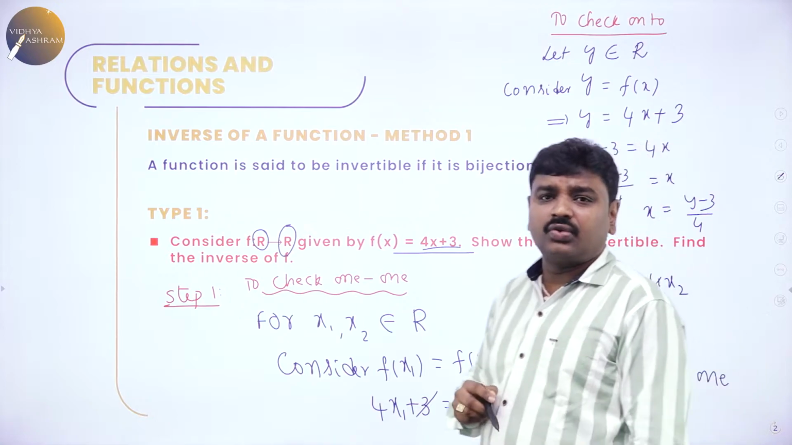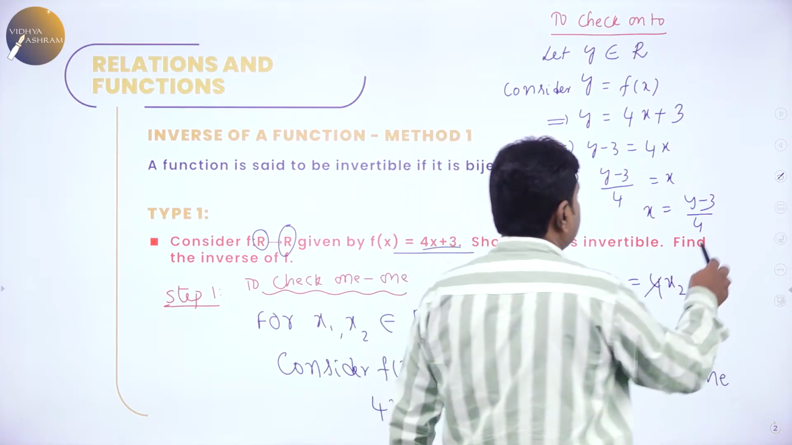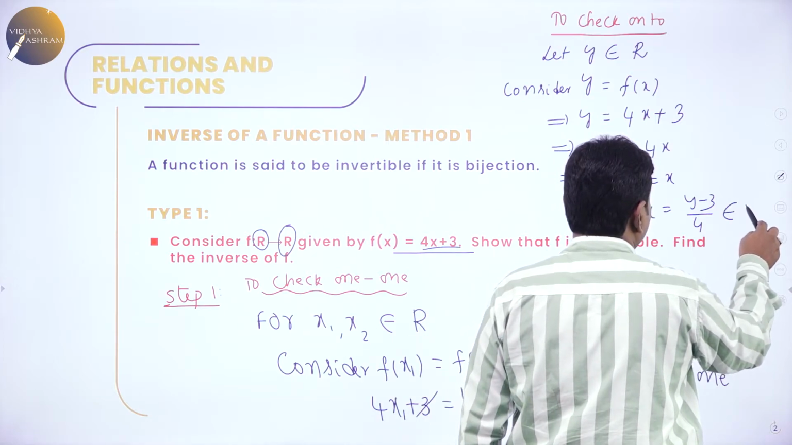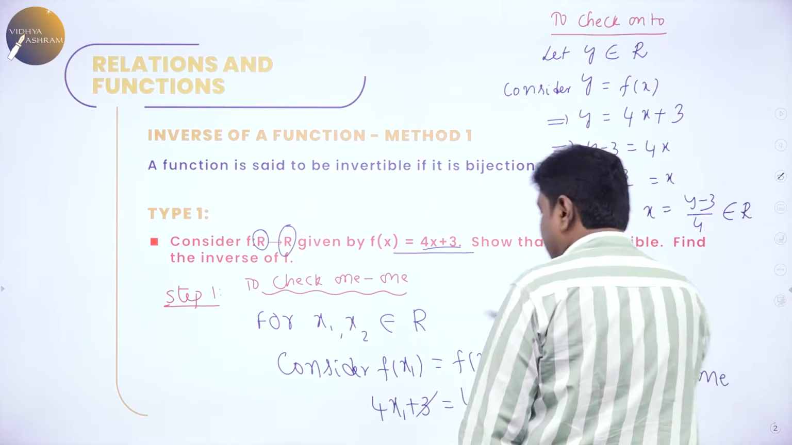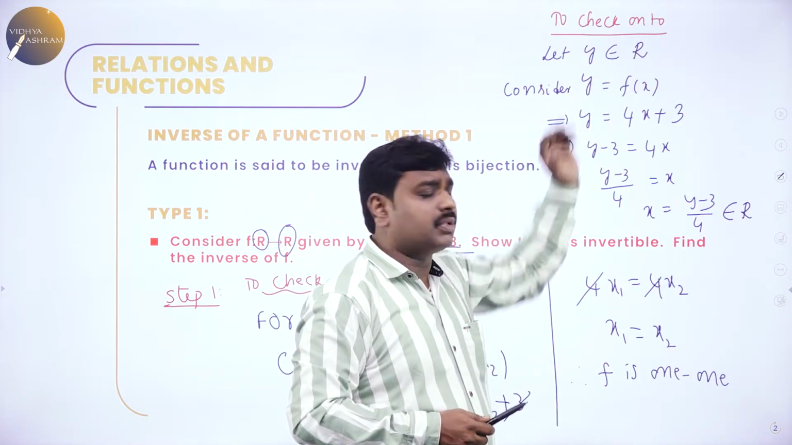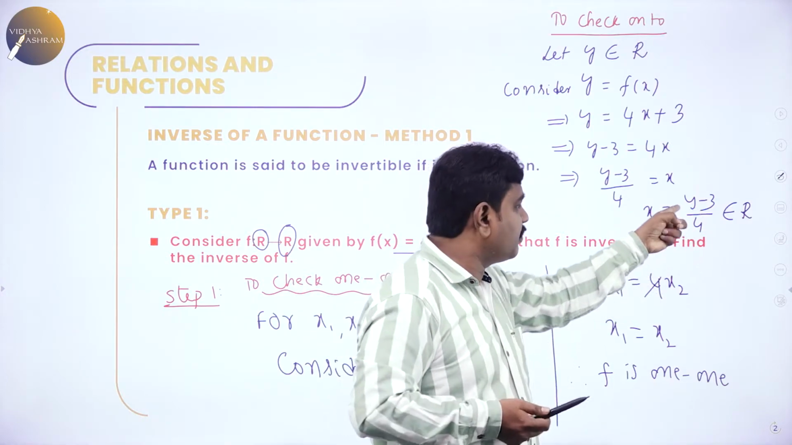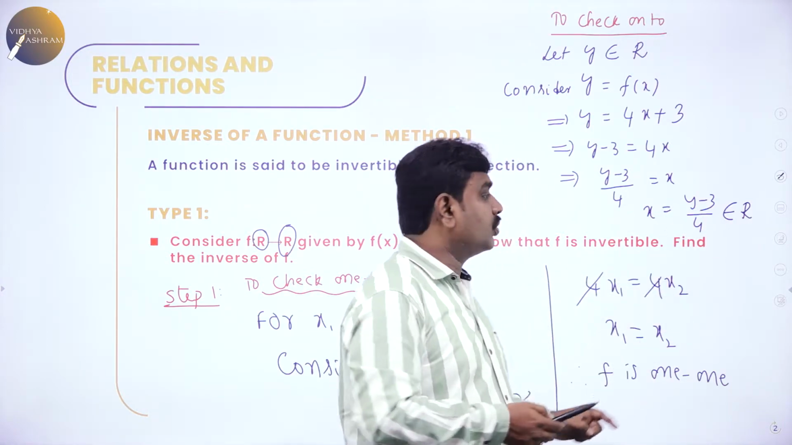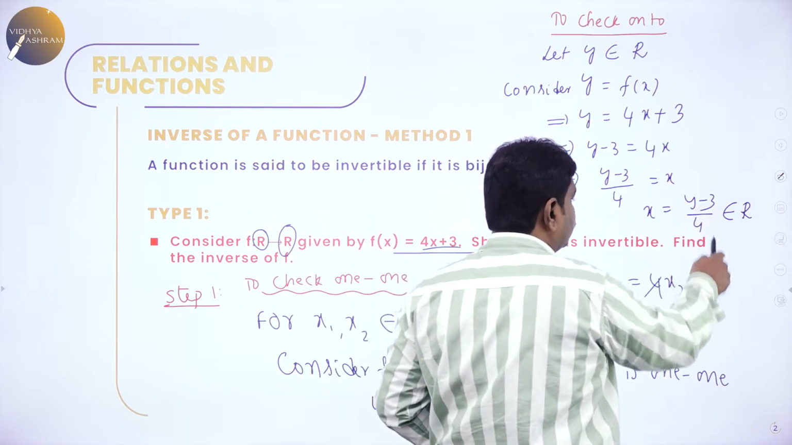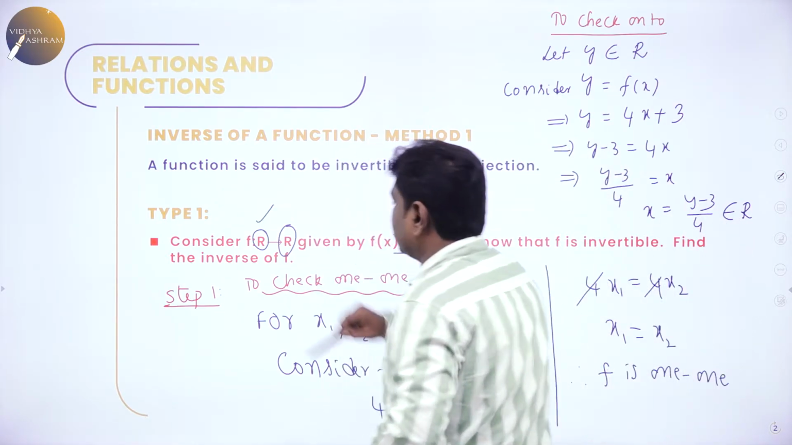Now we got the x value, y minus 3 by 4. And I can say this belongs to the domain, the real numbers. Why? Because what is y we have taken? Y is a real number. Real number minus 3 is also a real number. Real number by 4 is also a real number. So after you get x, without fail you should say x belongs to the real numbers. X belongs to the domain. Domain is also the real numbers.